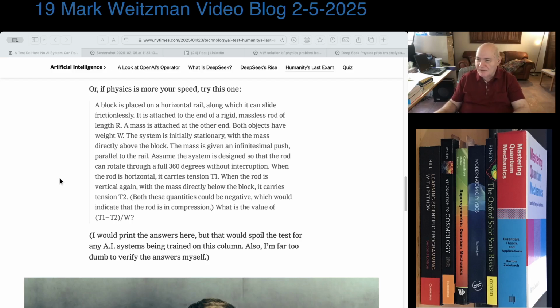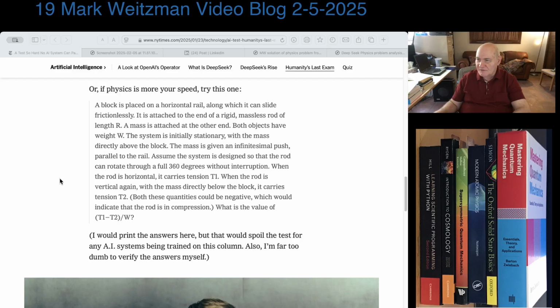A block is placed on a horizontal rail along which it can slide frictionlessly. It is attached to the end of a rigid massless rod of length r. A mass is attached at the other end. Both objects have weight w. The system is initially stationary with the mass directly above the block. The mass is given an infinitesimal push parallel to the rail. Assume the system is designed so that the rod can rotate through a full 360 degrees without interruption.